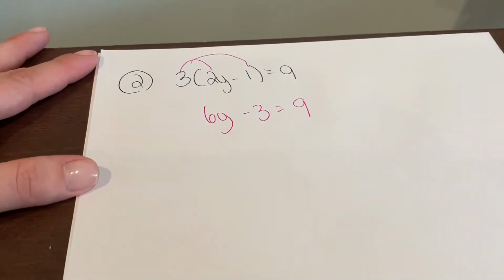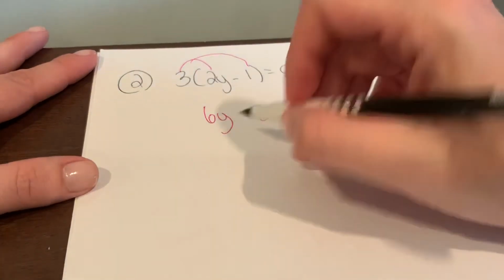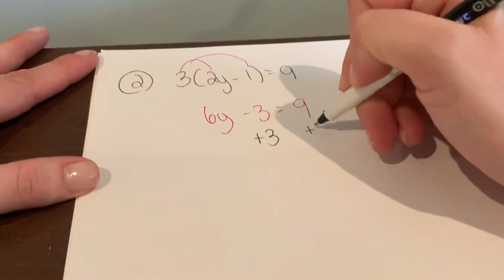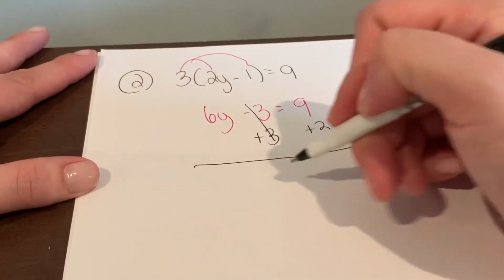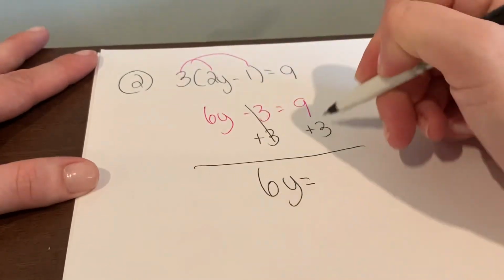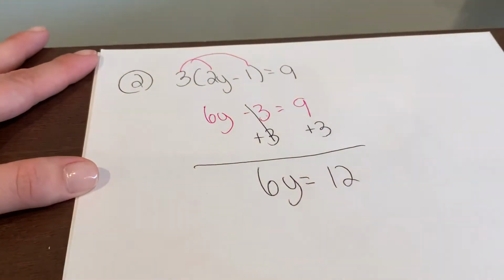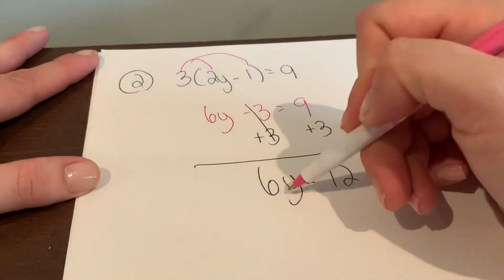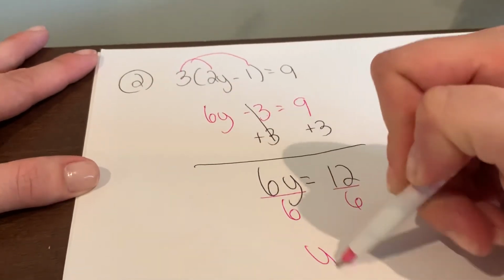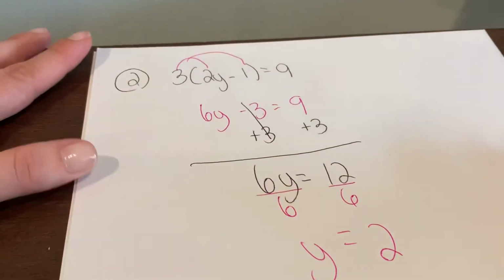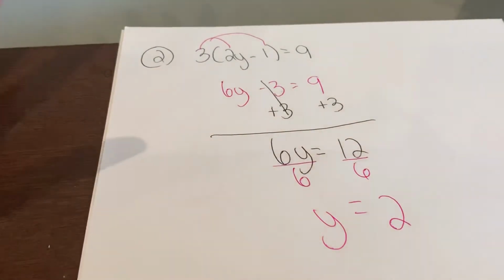Remember what we said? We add or subtract first. We want to get this y by itself. So we're going to add the 3, since the opposite of negative 3 is positive 3. 9 plus 3 is 12. And the last thing you're going to do, these are next to each other, which is multiplication. Divide by 6. y equals 2.